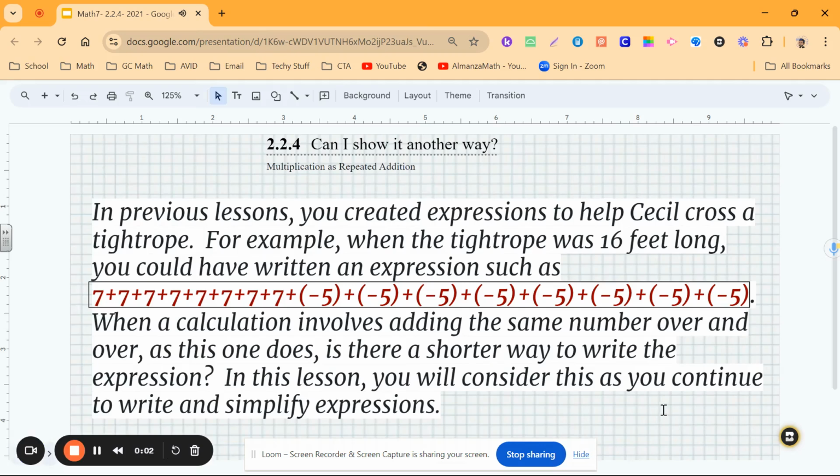This is lesson 2.2.4. It's called Can I Show It Another Way? And we're talking about expressions. We met Cecil in a previous lesson, who's walking on a tightrope and going a certain distance, and we're showing those as expressions. So if you look at this expression here, we have 7 plus 7 plus 7 plus 7, and then plus -5 plus -5. So a bunch of 7s, a bunch of -5s, repeated addition. When we're calculating something like this, and there's a number being added over and over again, is there a shorter way to write this? So this is what we're going to look at in today's lesson.